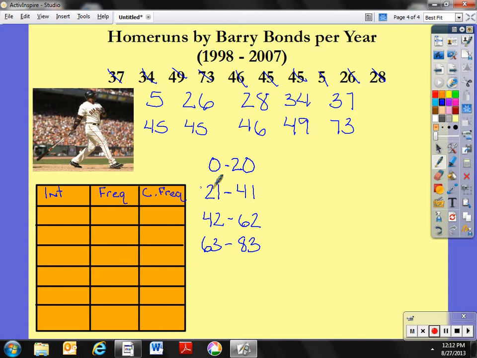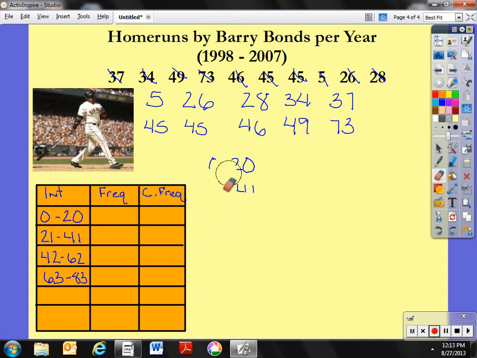Now I'm going to come over here and transfer this information. So the intervals would be 0 to 20, 21 to 41, 42 to 62, and 63 through 83. Okay, I'm going to erase this here.